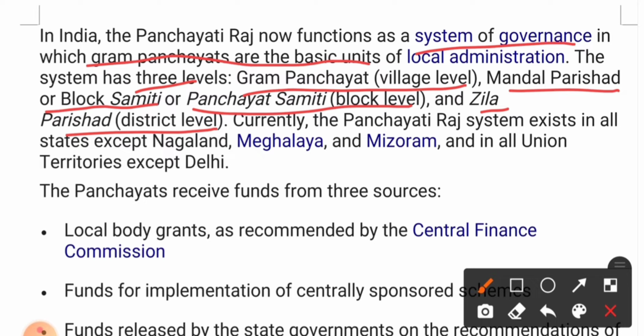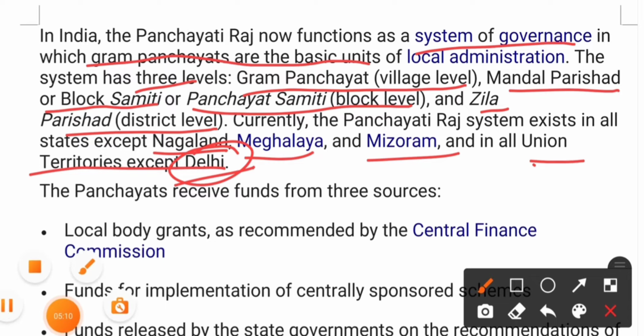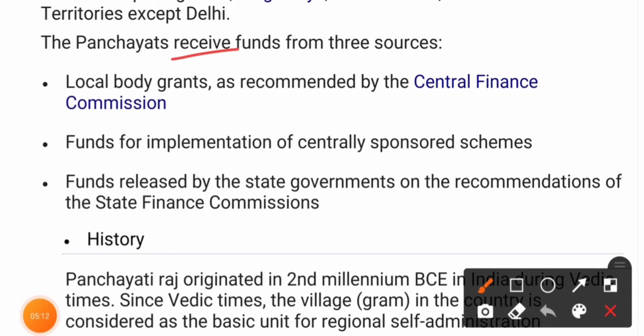Currently, the panchayat system exists in all states except, now see here, these are the states. They can ask you this also: which of the below given states does not have the Panchayati Raj system? So you should remember that. These states do not have it: Nagaland, Meghalaya, Mizoram, and all the union territories except Delhi. So Delhi has the Panchayati Raj system. Other union territories don't have the Panchayati Raj system. That you need to remember. Okay, now how does the panchayat receive its funds?